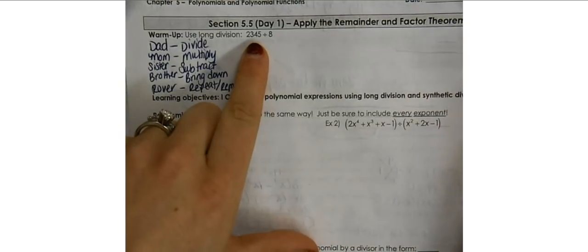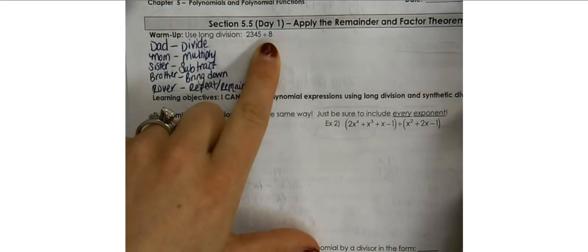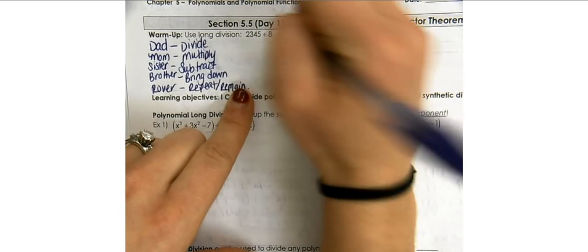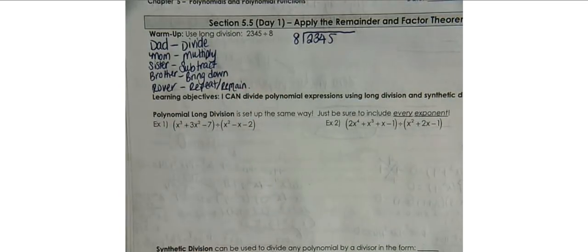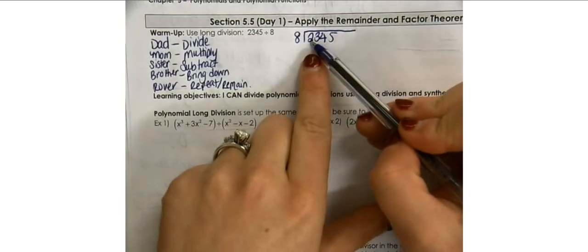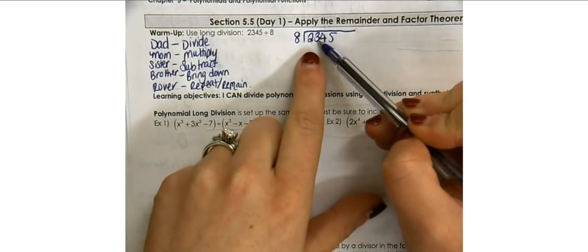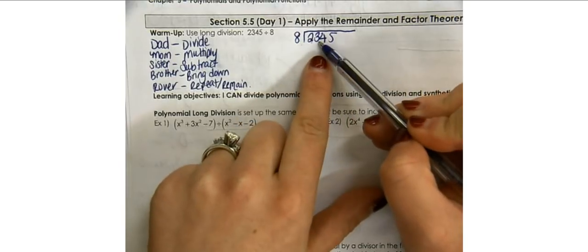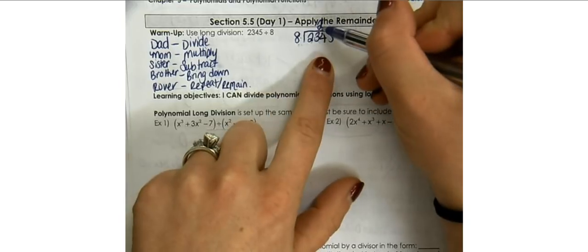Whenever you're dividing 2,345 divided by 8, we're going to put 8 on the outside of a box and we're going to put 2,345 inside of the box. And we ask ourselves, can 8 go into 2 evenly? And the answer is no, 8 cannot go into 2 evenly. But 8 can go into 23. 8 can go into 23 2 whole times. So I'm going to put the 2 above the 3 and multiply. 23 divided by 8 is 2 with some remaining.